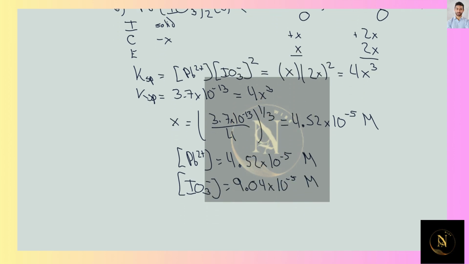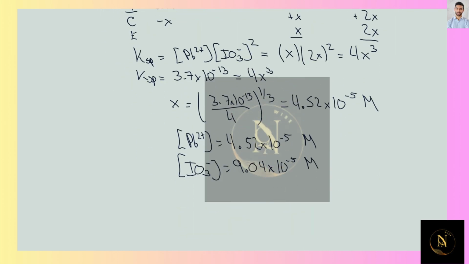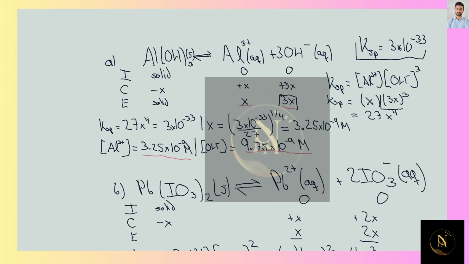You can also use these concentrations to verify that your result is correct. If you take, for example, the square of the iodate concentration and multiply it by the other value that we have, you should get the same value as KSP. So this is the final solution. These are the concentrations for both of the problems, and that would be all.